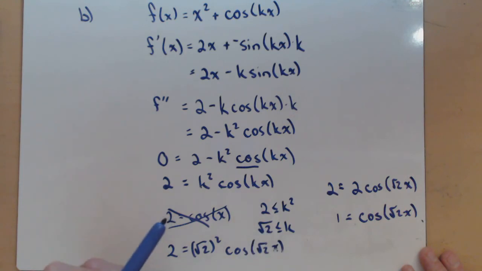Conversely, if k is smaller than rad 2, we're not going to have any inflection points because, as we saw, this would not be a true statement.